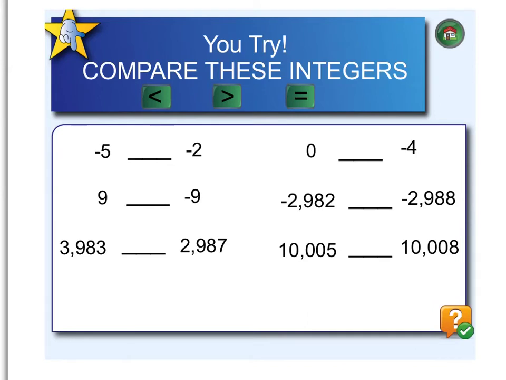Okay, you should have gotten the answers of negative 2 being larger than negative 5, positive 9 being larger than negative 9, 3,983 larger than 2,987, 0 is larger than negative 4. This one's a little trickier, but negative 2,982 is a little bit bigger than negative 2,988. Think of it kind of like the opposite of what it would be if it were positive. So since these are both negative, I can think of it as the opposite answer as if they were both positive. And then lastly, 10,008 is larger than 10,005.